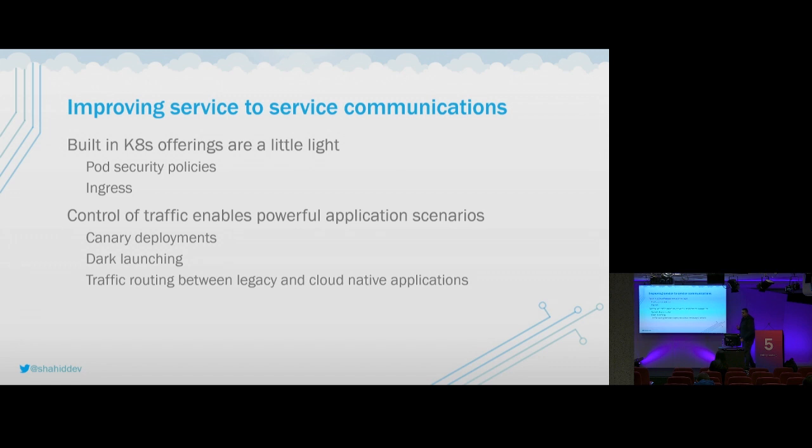When we have the ability to control the traffic, we can open up quite a few powerful application scenarios. So I mentioned canary deployments, allowing us to deploy a second version of our application and sending a limited number of users to that instance. Another option that I quite like, which I don't see talked about as much, is launching darkly. This is where you launch a second version of your application, and it sits there and receives a mirror image of the traffic that's going to your production instance, and you can see how it behaves with real traffic.